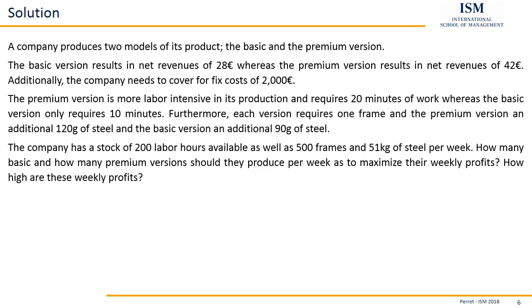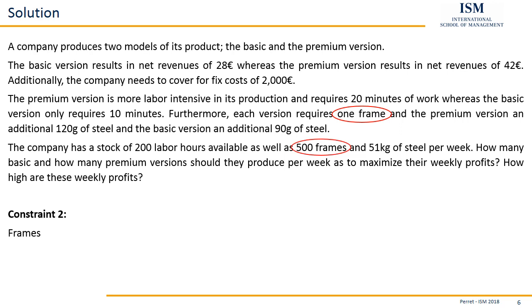For the second constraint, if we take a critical look, we see the second constraint is on frames. And we have the general information: each version requires one frame. So for each x1 I produce, I have one frame. For each x2, I have one frame. So the left side is x1 plus x2. That's all the frames I use.